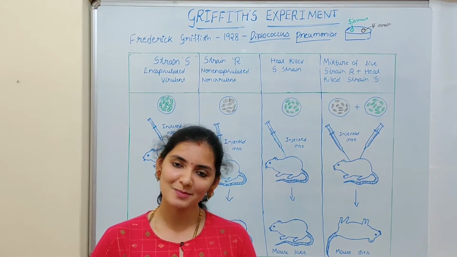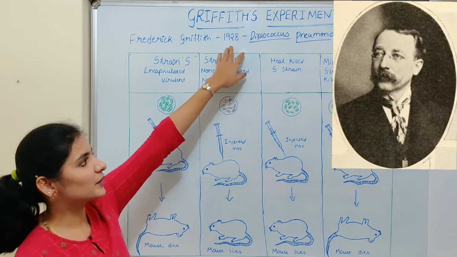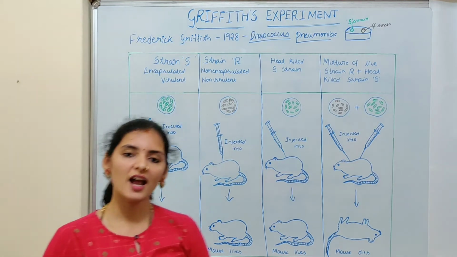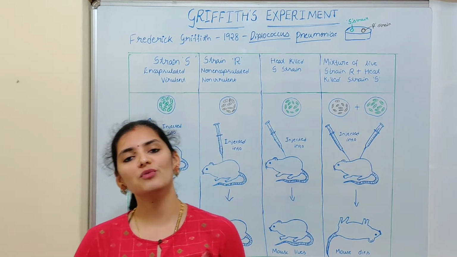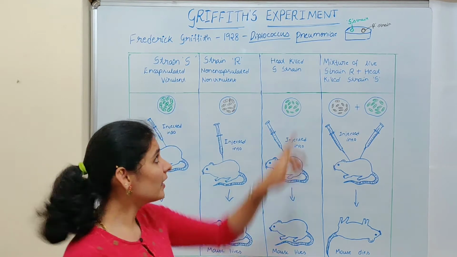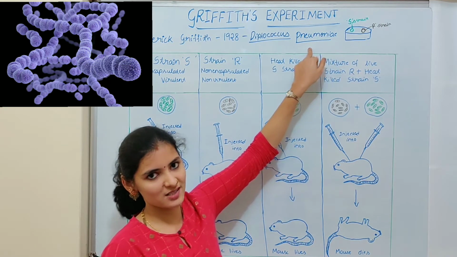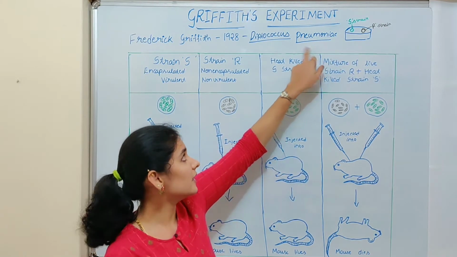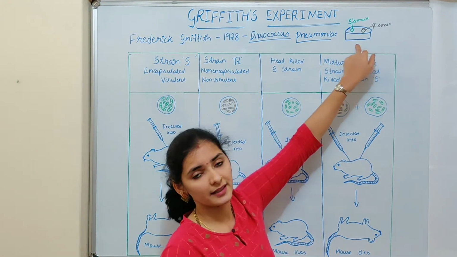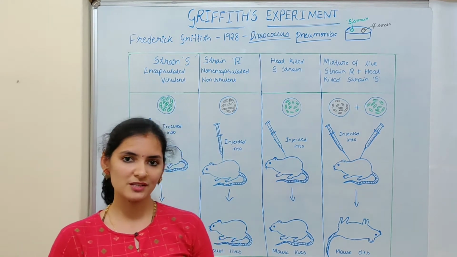The transforming principle, or Griffith experiment, was conducted by Frederick Griffith in 1928. Griffith was a British bacteriologist and he was studying the possibility of developing a vaccine against pneumonia. Pneumonia is caused by Diplococcus pneumoniae, or pneumococcus, or Streptococcus pneumoniae. During his study, he cultured this bacteria in a Petri plate containing agar medium, and he got two different colonies of this bacteria.